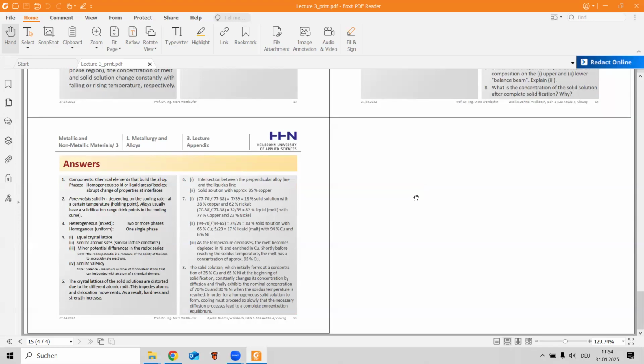So the first: equal crystal lattice, similar atomic size, or also similar lattice constants, minor potential difference in the redox series. The redox potential is a measure of the ability of ions to accept and donate electrons. And similar valency. A valence is the maximum number of monovalent atoms that can be bonded with an atom of a chemical element.